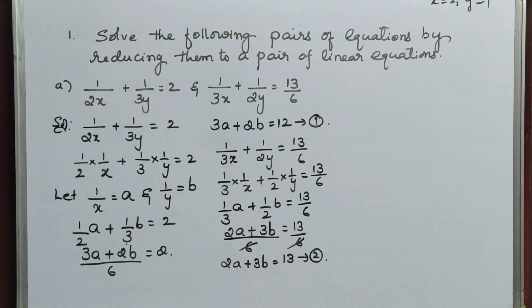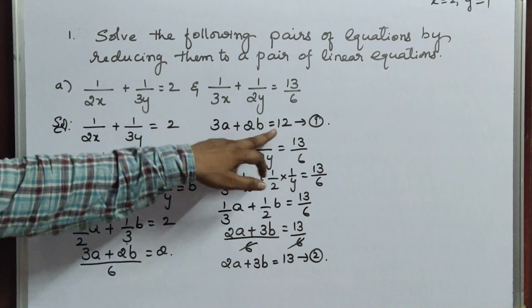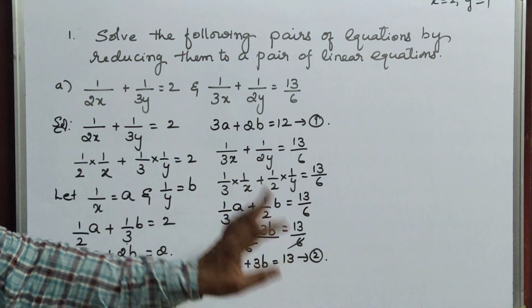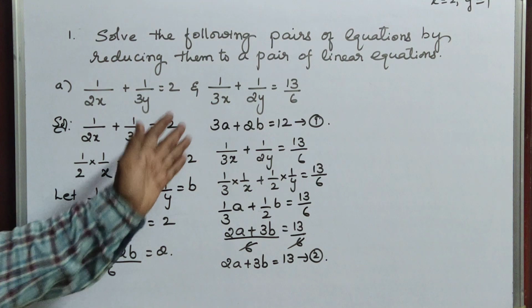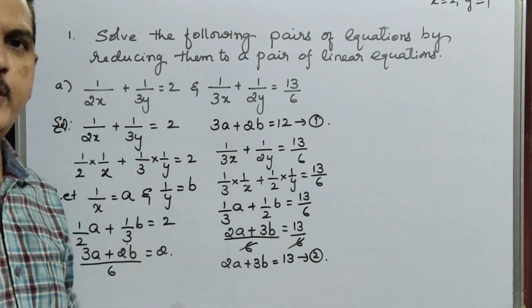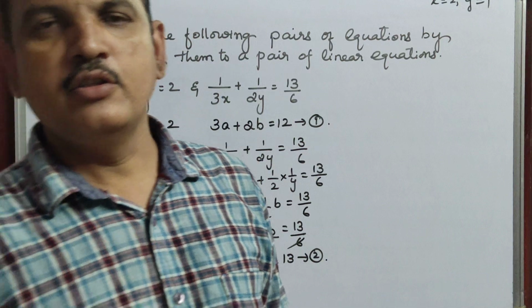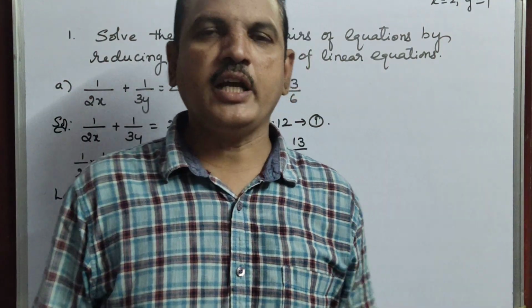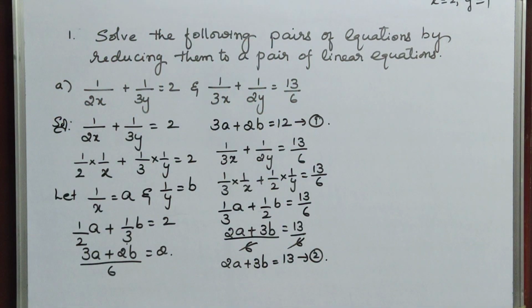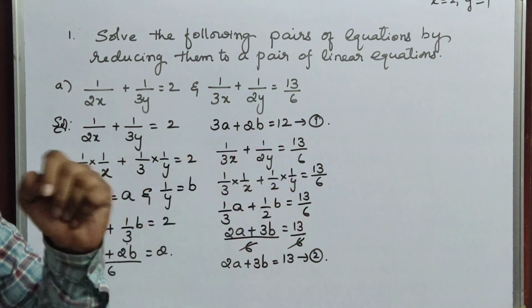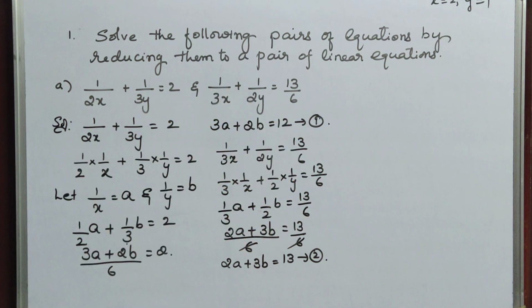Now you got both the equations. 3a plus 2b equals 12. 2a plus 3b equals 13. Now you know how to find out the values of a and b. Whichever method you can use, elimination or substitution. But I like substitution, I will go with substitution method. Sorry, I like elimination. I like elimination method, I will go with elimination method.